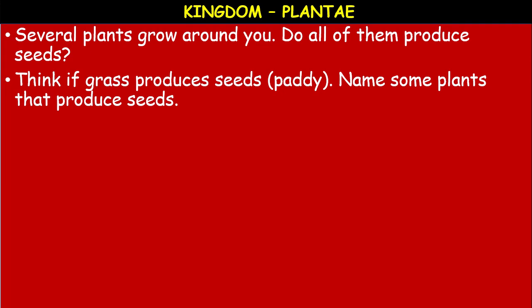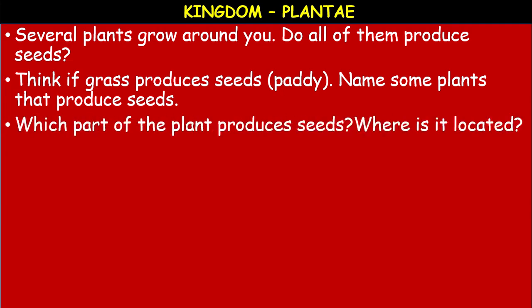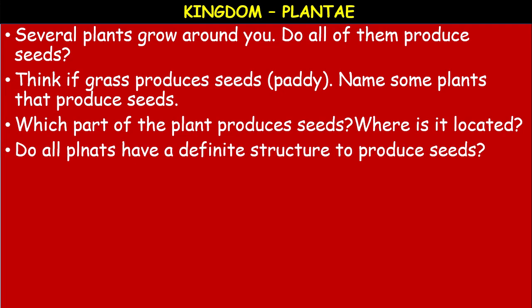Okay, you know, the cereals, pulses, grains, okay, nuts, all of them are seeds. Which part of the plant produces seeds? Where is it located? Okay, the fruit. Fruit is the part in which seed is embedded. Okay, children, so where is it located? It is located on the stem. Next, the seed is located inside the fruit.